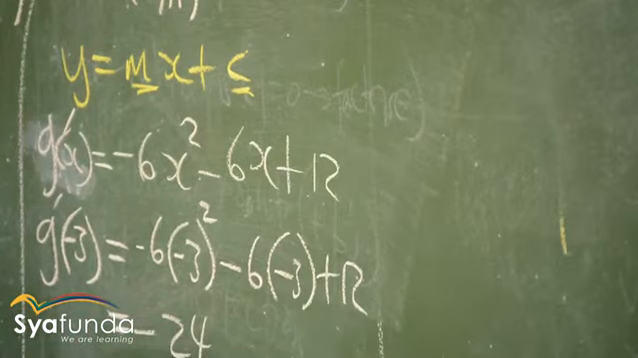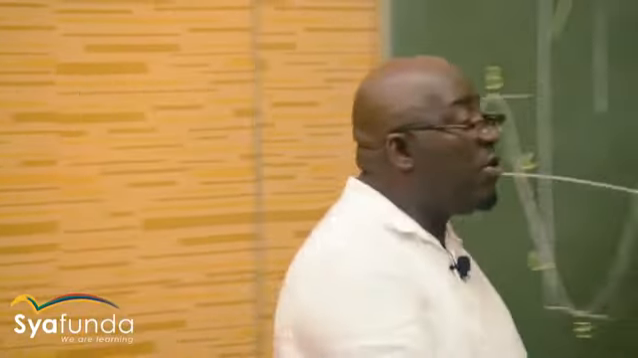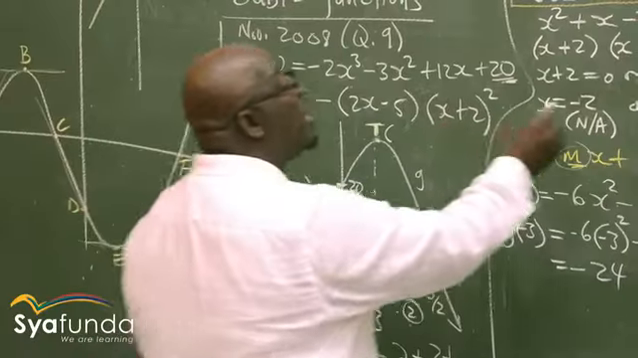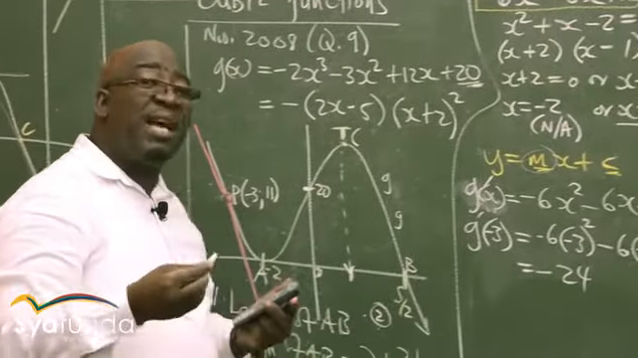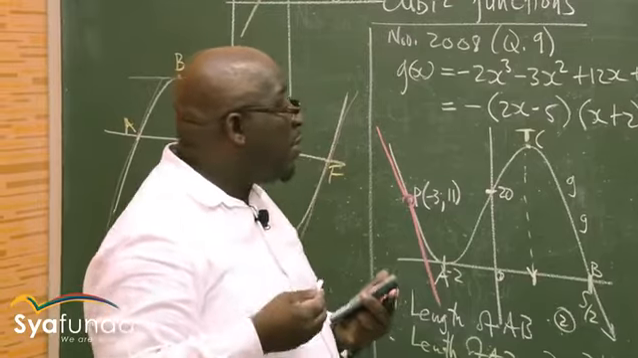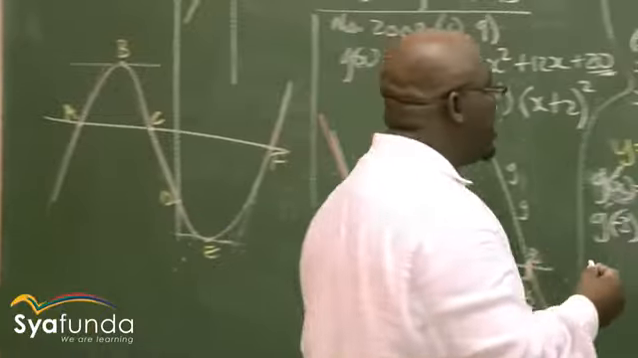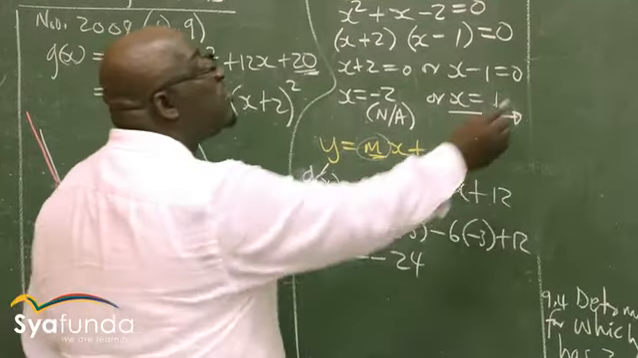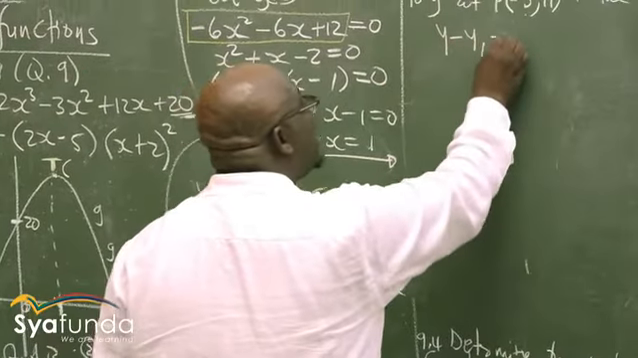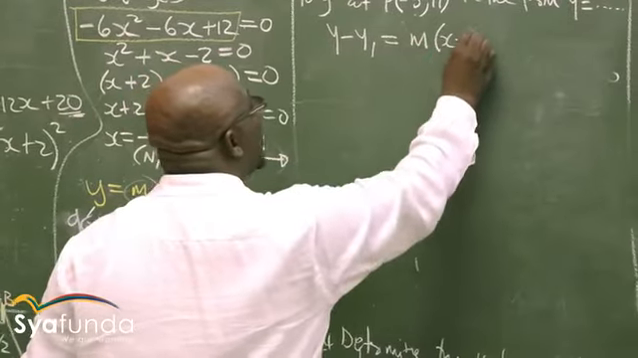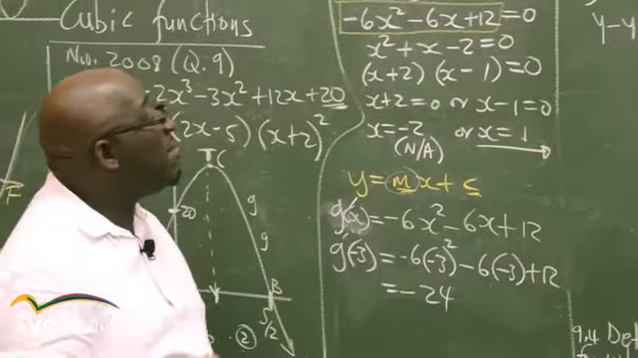This is the gradient. We do have the gradient now. We do have m. We're looking for the equation of the tangent. A tangent is a straight line that touches any figure at one point. Now that we do have the gradient, m in this case, and we do have point P, we can find the equation using the formula y minus y1 is equals to m into x minus x1. Remember, we're required to write it in the form y is equals to something.